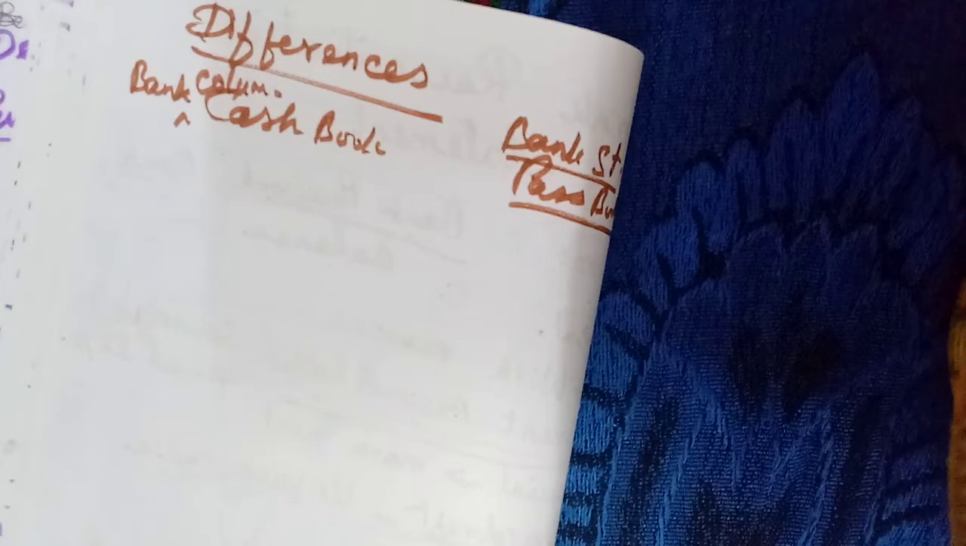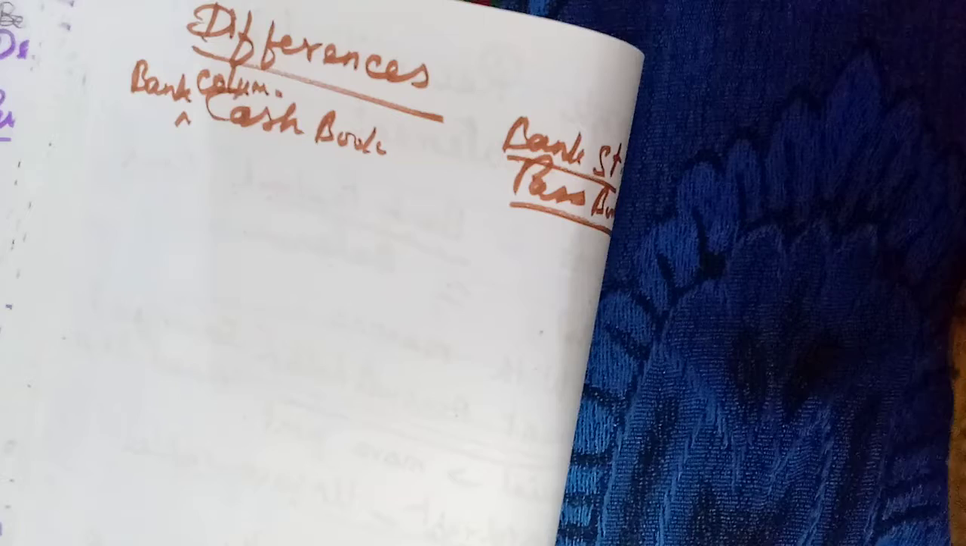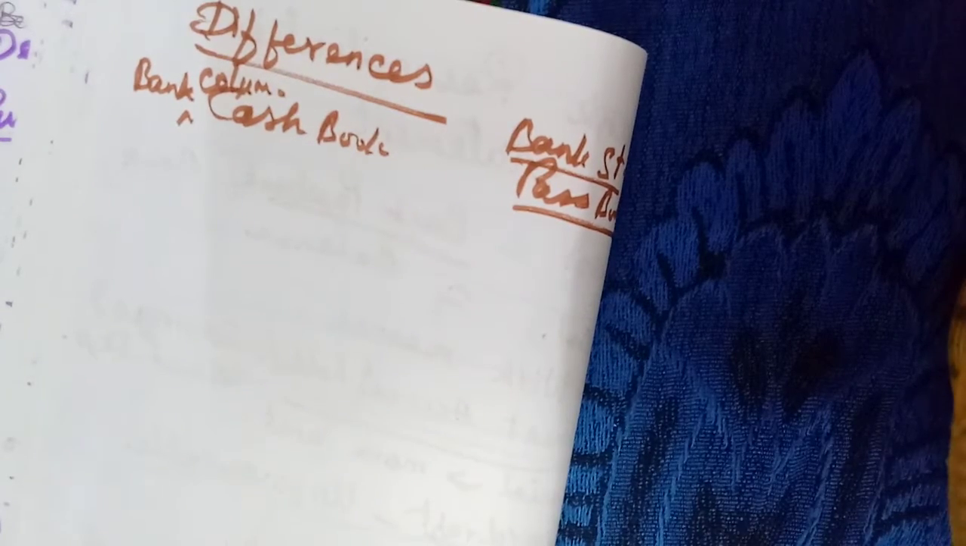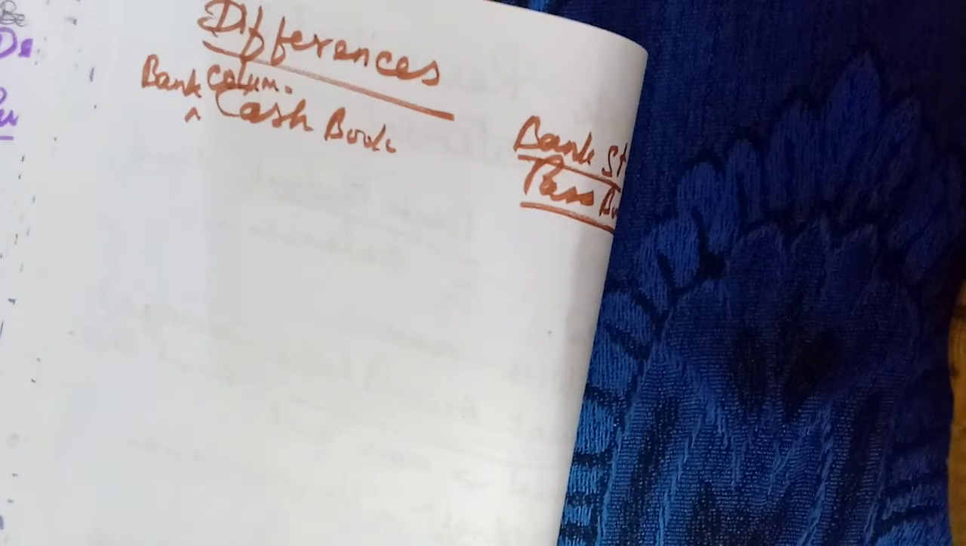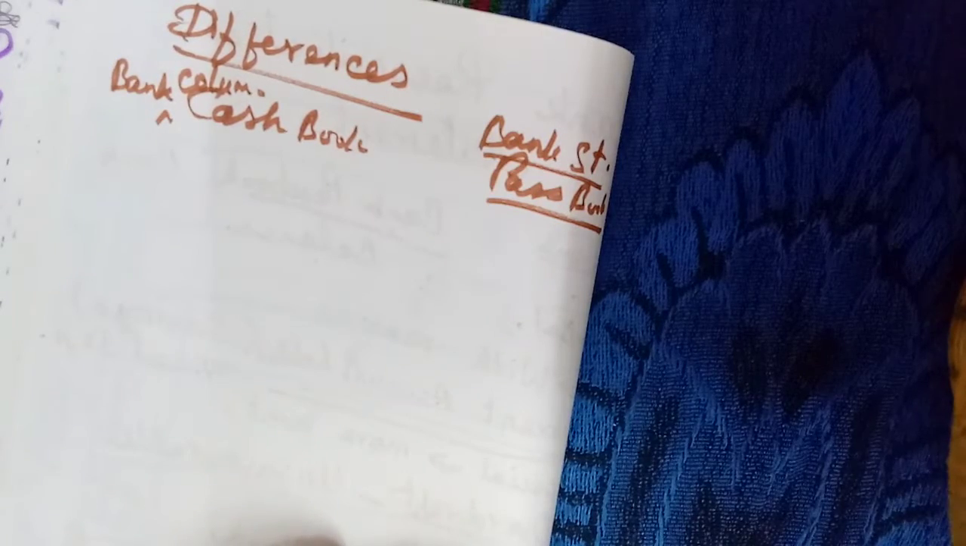Then the balancing: we balance the cash book at the end of a specific period, such as the month or week. But the passbook is balanced after each transaction. Okay, now we have learned some of the differences.